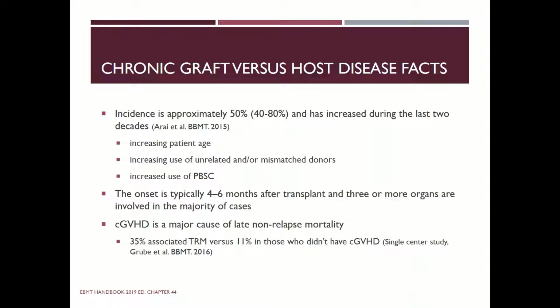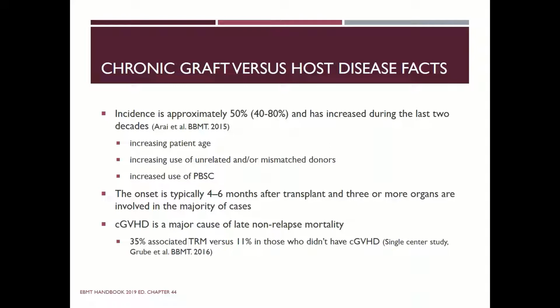The onset of chronic graft-versus-host disease is typically 4 to 6 months after transplant, and 3 or more organs are involved at the time of diagnosis in the majority of cases. Chronic graft-versus-host disease is a major cause of late non-relapse mortality. In one study, it was associated with a 35% transplant-related mortality, which was only 11% in patients who did not have chronic graft-versus-host disease.